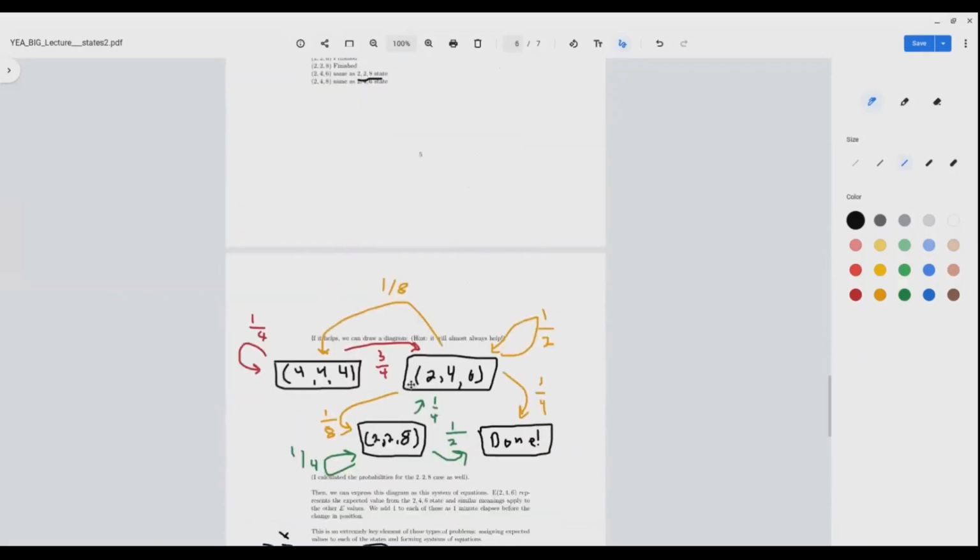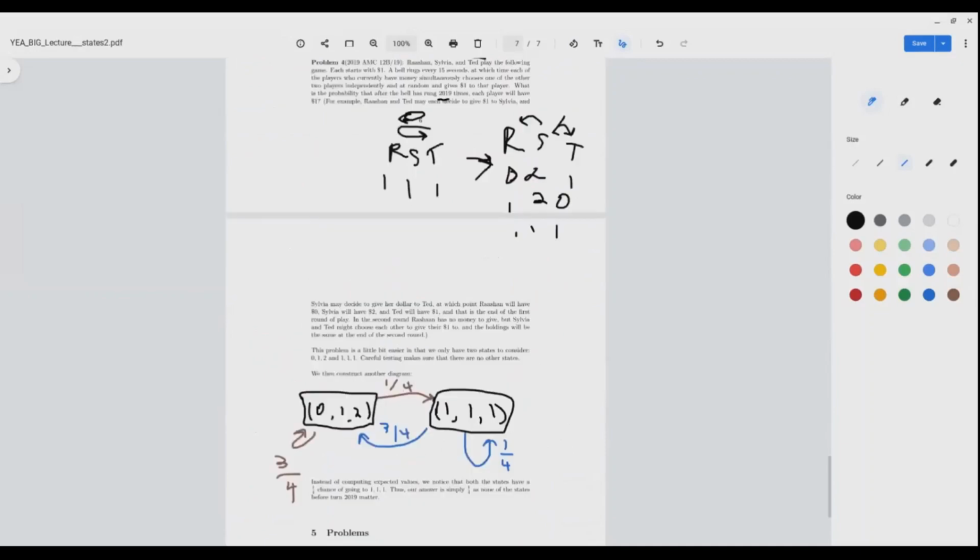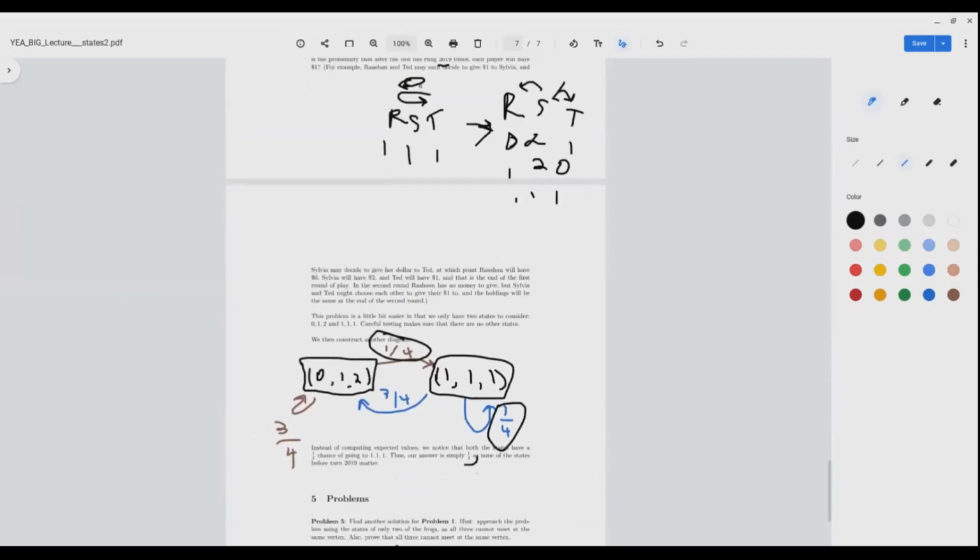Except then you realize it doesn't actually matter what any of the other states are, because there's always a 1/4 chance of going to 1, 1, 1. No matter what state you're at after 2018 bells, there's always going to be a 1/4 chance of going to 1, 1, 1, which means the answer is just 1/4. If the question was asking for after 1 bell, after 5 bells, after a million bells, it doesn't matter. It's still the same answer.